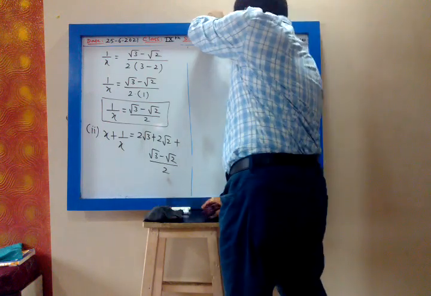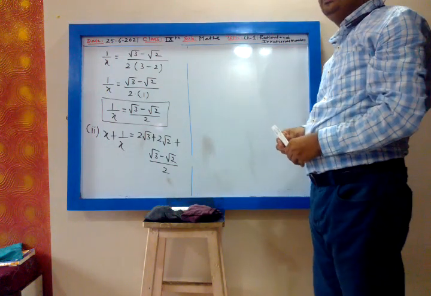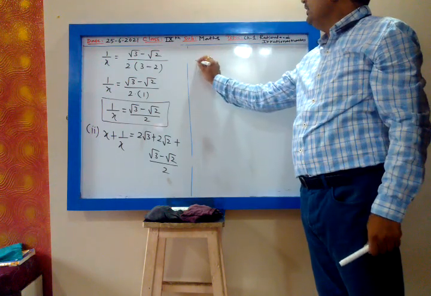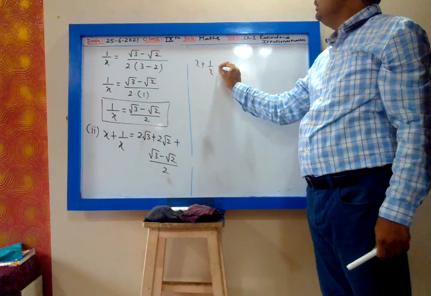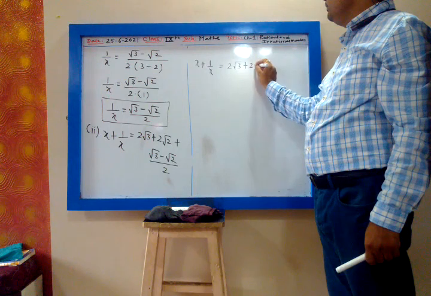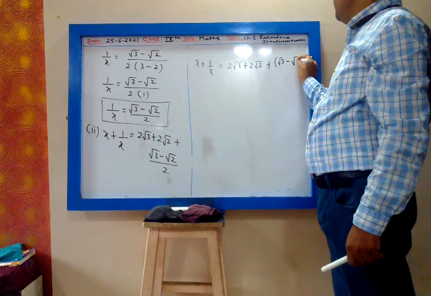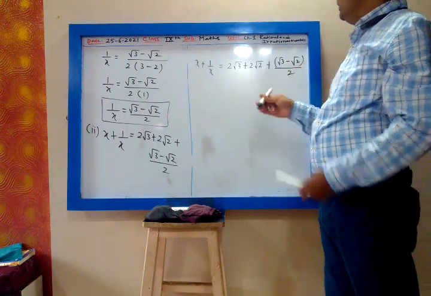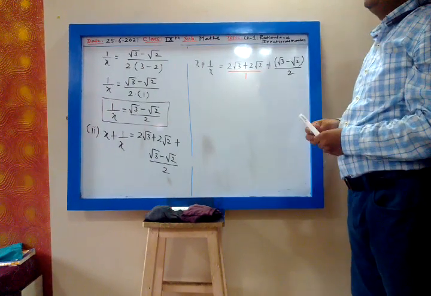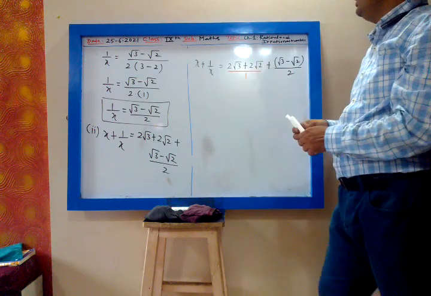Yes. So now x plus 1 upon x. Everything is proper, the screen is coming clear. 2 root 3 plus 2 root 2 plus root 3 minus root 2 upon 2. So there is nothing in the denominator, which means the denominator is 1. So now you take the LCM of 1 and 2. You make the denominator 2. So this I will multiply by 2.